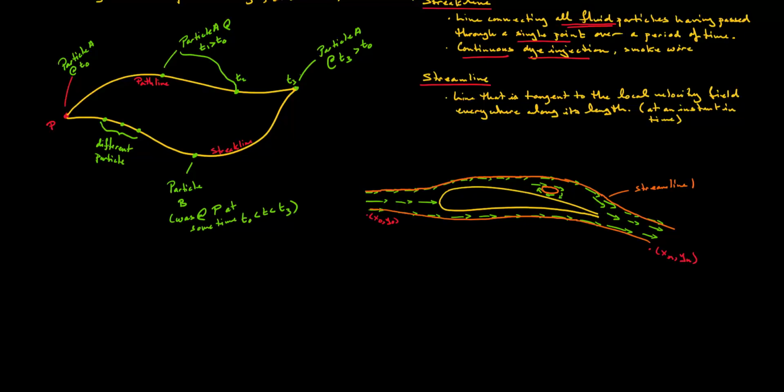Okay, so a streamline is a line that is tangent to the local velocity field everywhere along its length. So everywhere along the length of streamline 1, it is locally tangent to the velocity field. Okay? And again, I want to emphasize that this is at a single point in time. So this could be defined at time t1. At time t2, the velocity vectors could be in a completely different configuration, especially if we have an unsteady flow. Okay? And therefore, the streamline patterns will be different.